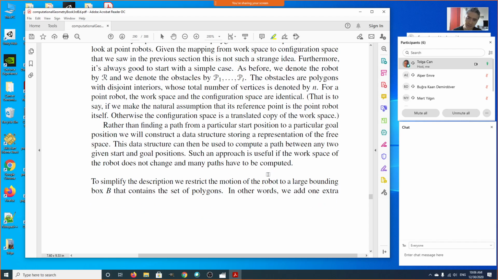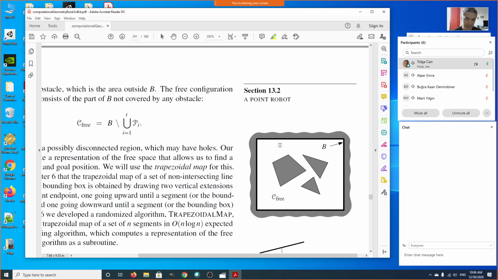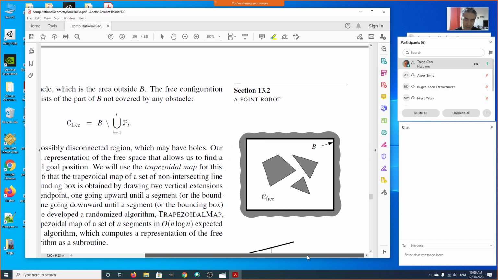Now, how can we find the path? Here, these are my obstacles. The free configuration space will be exactly the same as the free environment in my workspace. And we need some bounded free space, because we are going to build some kind of a structure on top of this in order to find a path from a starting position to a goal position. We are going to do that since this free space is continuous. Planning paths in a continuous space is really difficult.